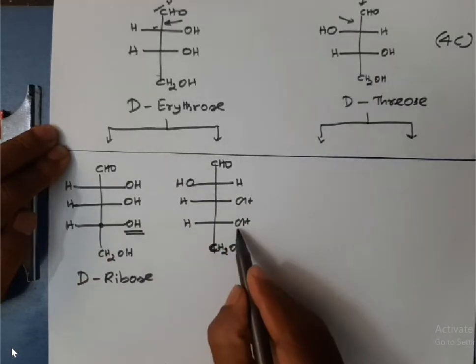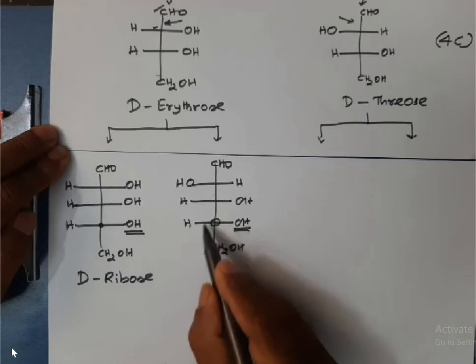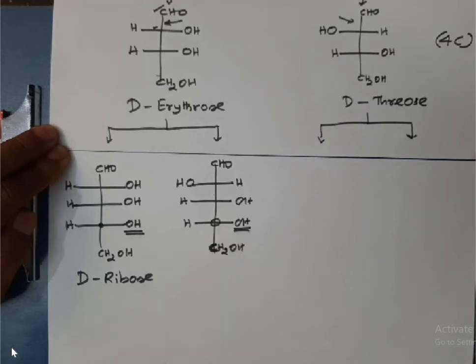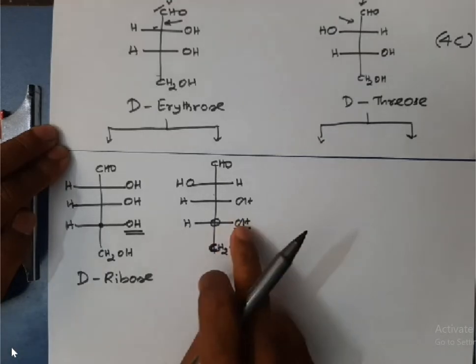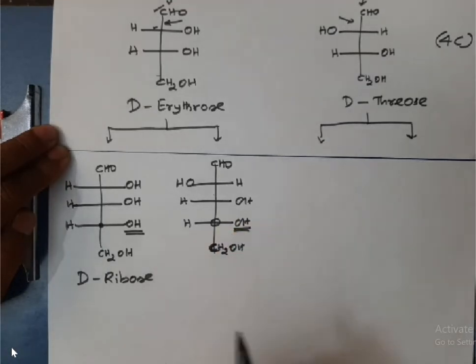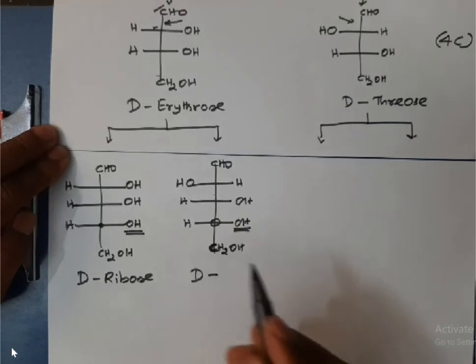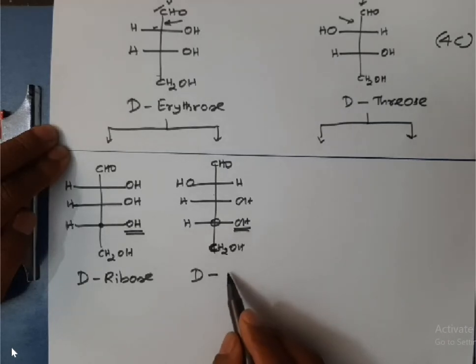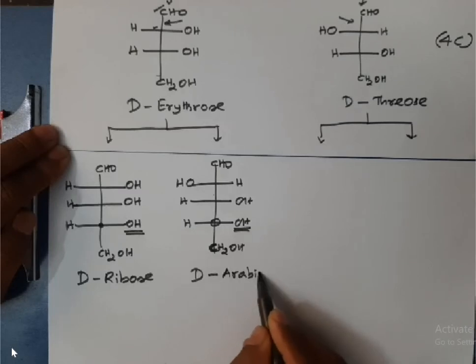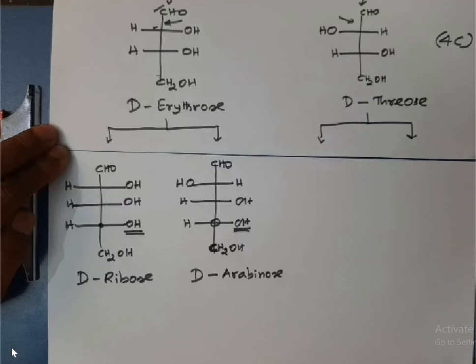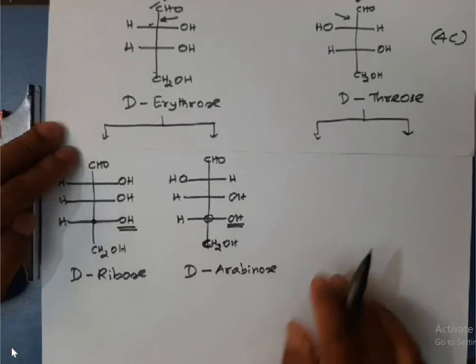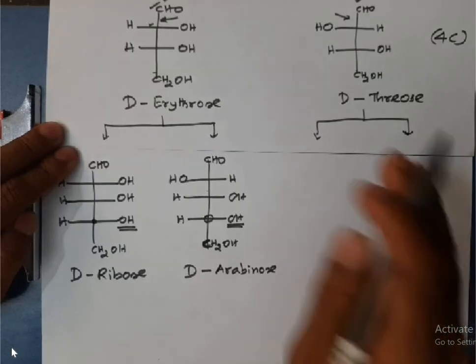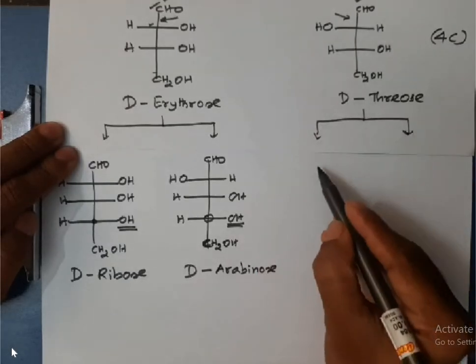and again in the terminal carbon, or the highest number asymmetric carbon, OH group is in the right hand side, therefore we should give D symbol. And this compound is called D-arabinose. Similarly here also I'm going to introduce a new carbon from D-threose derivative.